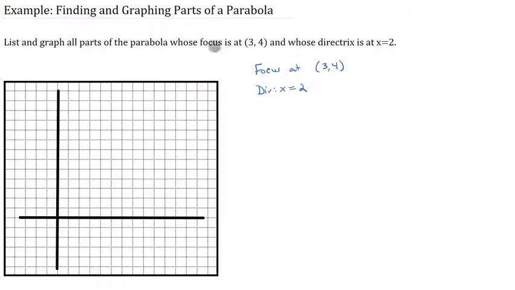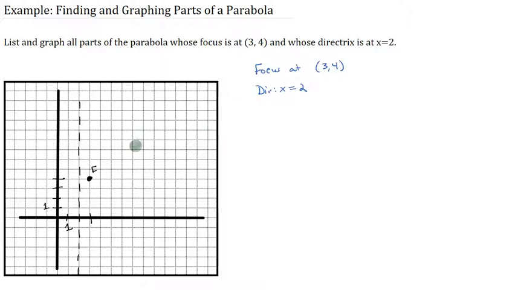Okay, now let's plot the focus at the ordered pair (3, 4), and I will assume that each tick mark here is 1 unit. So 1, 2, 3, and then 1, 2, 3, 4. This is my focus, and I will label that with an F. My directrix is at x equals 2, so that is this vertical line going through the x-axis at 2.